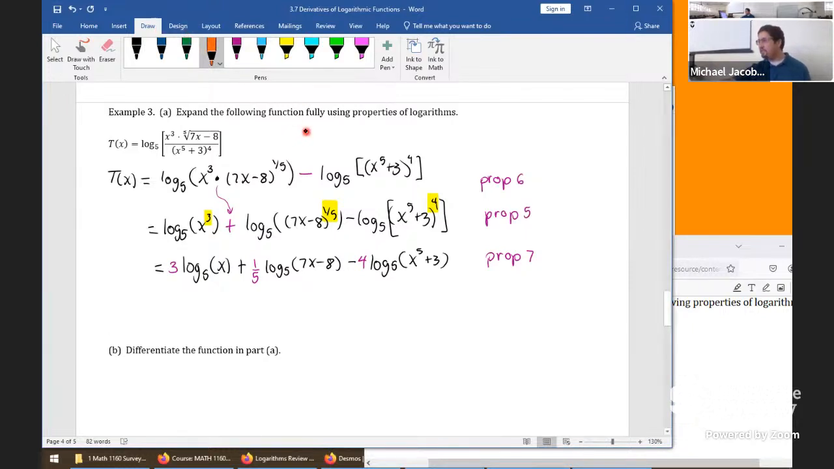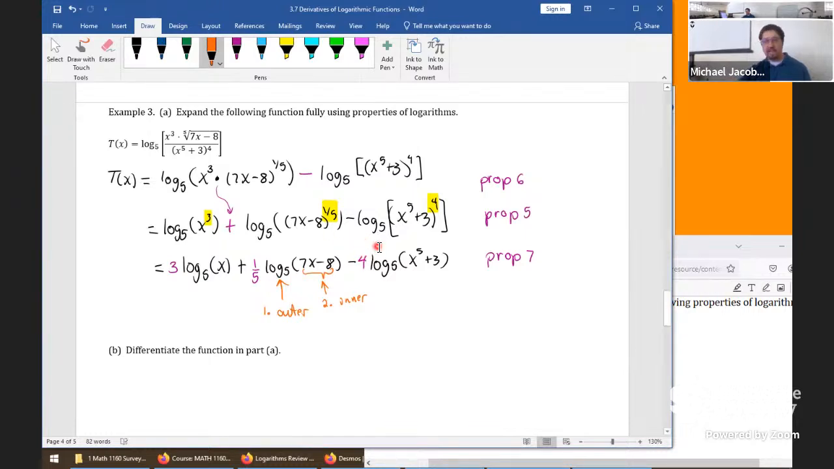Okay, let's set expand fully, which is what we did here. We didn't do anything with 7x minus 8 because there's no properties for that, nor for x power 5 plus 3. First derivative here is going to be straightforward. This one's a chain rule, so let's be a little bit careful. We have two functions. 7x minus 8 is inner. Log base 5 is function 1, outer.